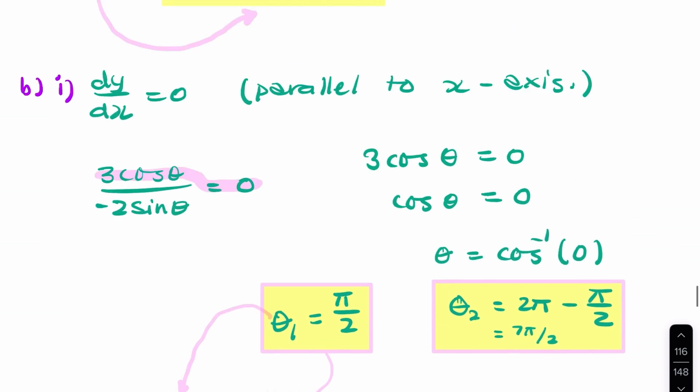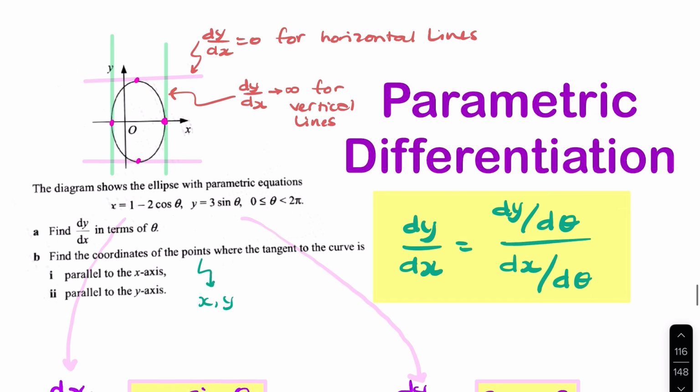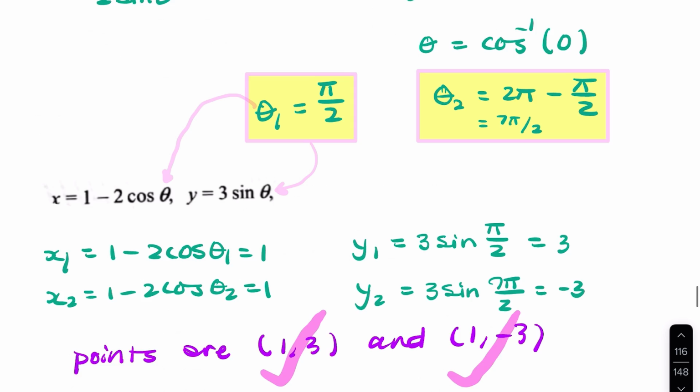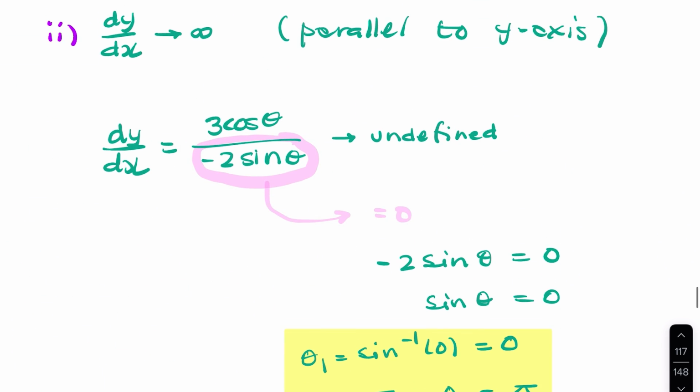So remember, whenever they ask for a tangent that's horizontal or parallel to the x-axis, then you need to remember that dy by dx is 0. And if they ask for tangents which are vertical or parallel to the y-axis, then dy by dx is undefined, or it's equal to infinity. It can't be equal to infinity, but let's just say it approaches infinity because the denominator is 0. So it's undefined because the denominator is 0.